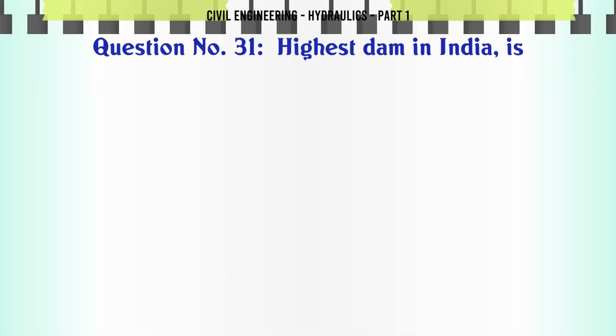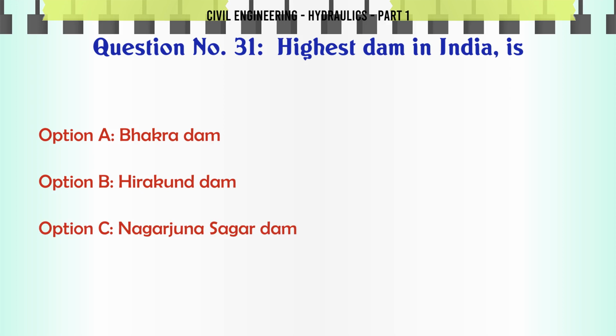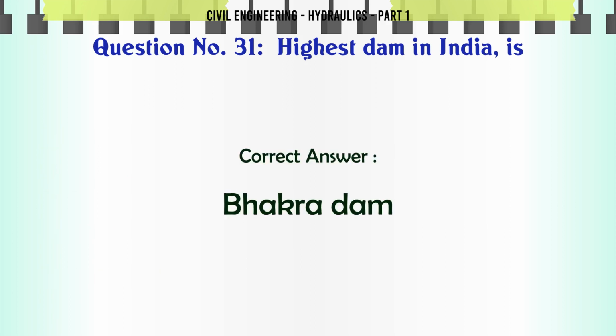Highest dam in India is A. Bhakra Dam, B. Hirakud Dam, C. Nagarjuna Sagar Dam, D. Idukki Dam. The correct answer is Bhakra Dam.